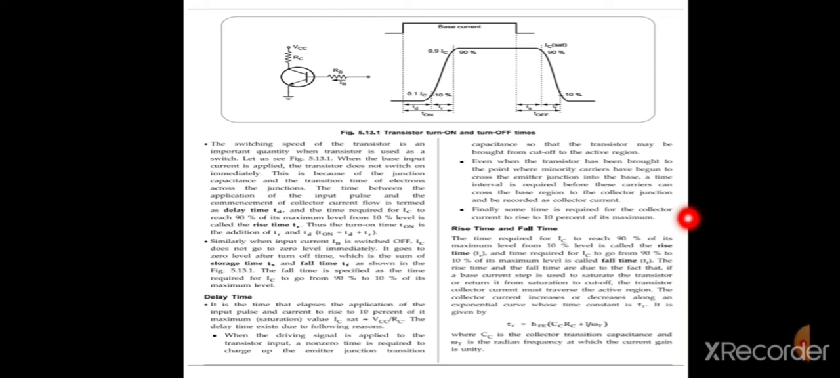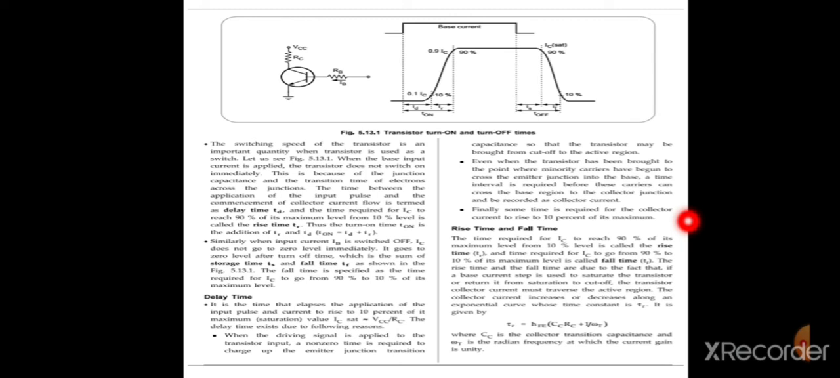Similarly, when input current IB is switched off, IC does not go to zero level immediately. It goes to zero level after the turn off time, which is the sum of storage time TS and fall time TF, as shown in the figure. Delay time is the time that elapses between the application of the input pulse and the current rising to 10% of its maximum value, IC sat, approximately VCC by RC.